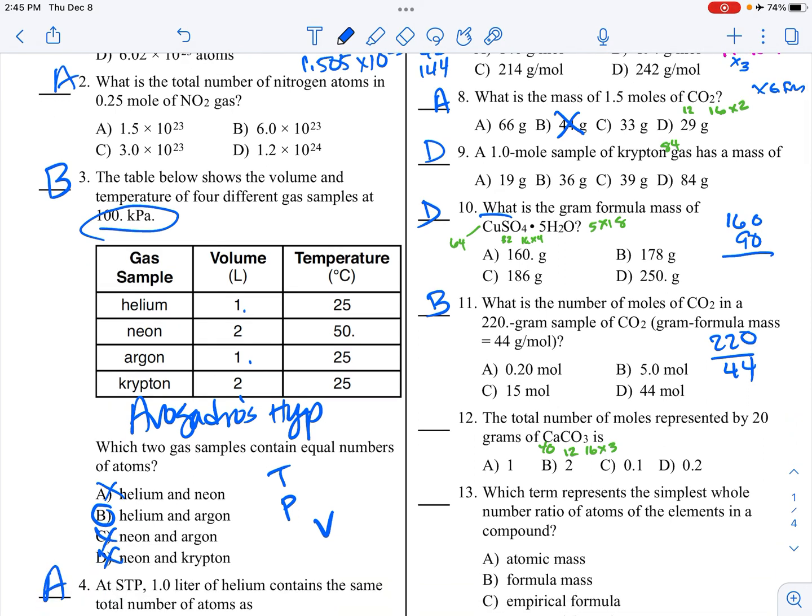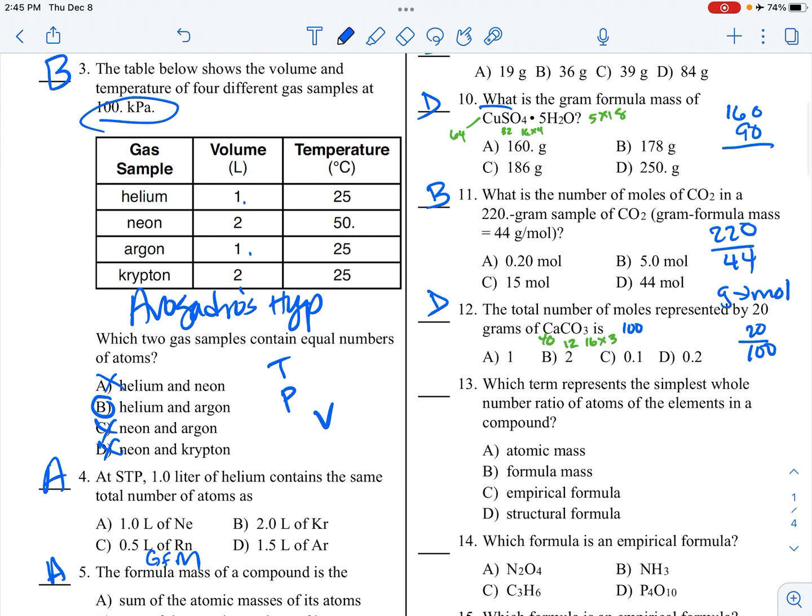The total number of moles represented by 20 grams of that is, so 20 grams to moles. So grams to moles, we're going to divide by GFM. So first, let's find GFM. Calcium is 40. Carbon is 12. And then 16 times 3, which is 16 is oxygen. There are 3 of them. So 100 is the GFM. So 20 divided by 100 would be 0.2. I should have known that.